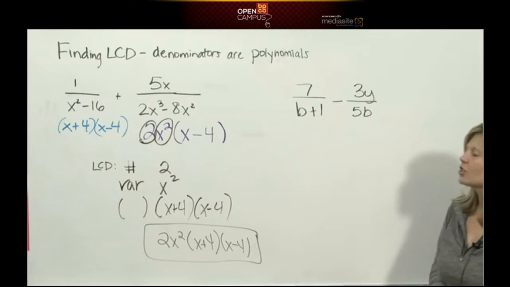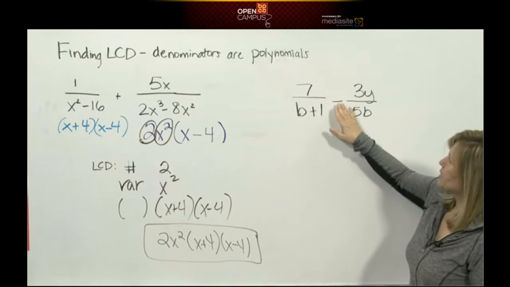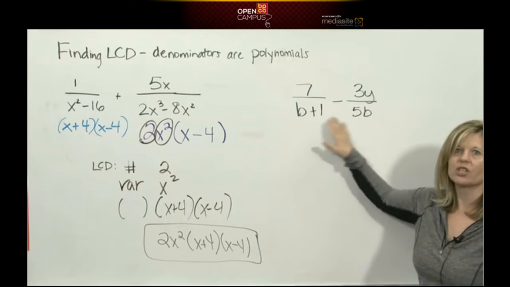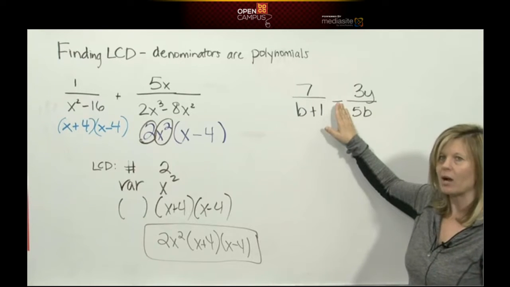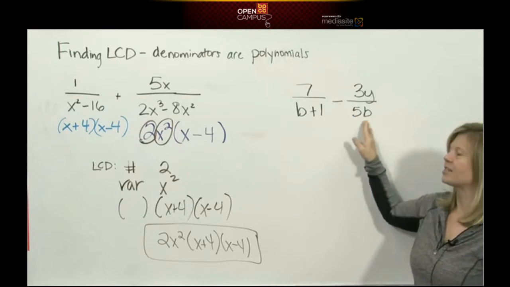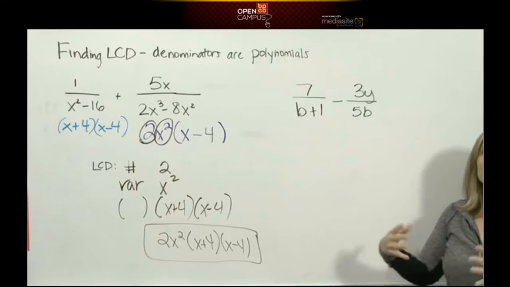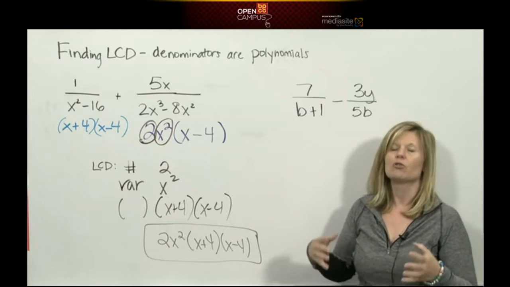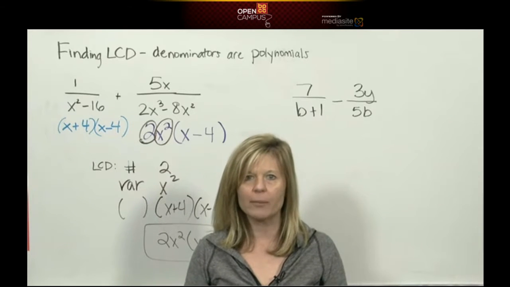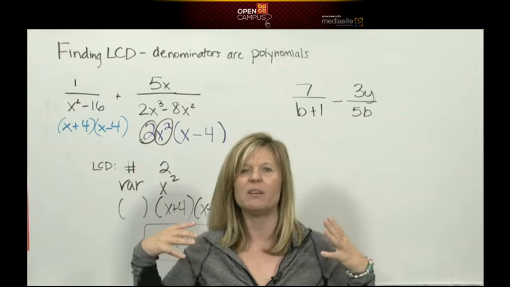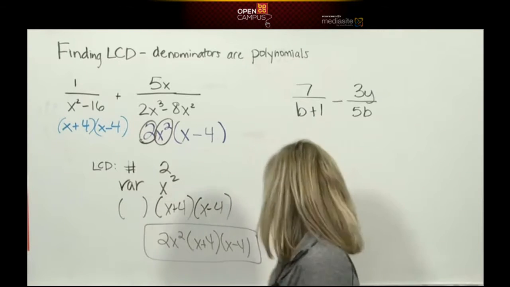Okay, let's try another one. I want to learn how to subtract these fractions, these rational expressions. Again, I'm not going to be able to subtract them right now because our denominators are not the same. So we're going to need a least common denominator. So the rule is to find the least common denominator, you want your denominators in lowest terms. They need to be factored completely.